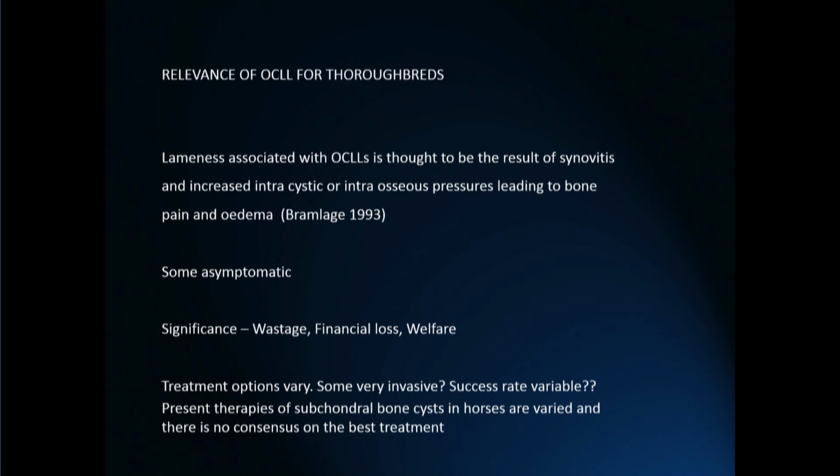So why are these relevant to the thoroughbred? Primarily, they can cause lameness, which is thought to be the result of either synovitis and increased intracystic or intraosseous pressure, leading to bone pain and edema. We know from clinical experience and from research that a lot of these osteocyst-like lesions can be asymptomatic. However, they can cause significant wastage and financial loss, and primarily it's a welfare concern to have these horses quite lame as young thoroughbreds.